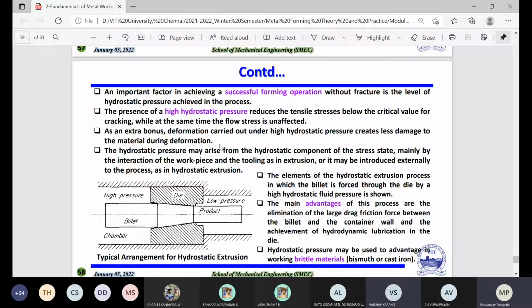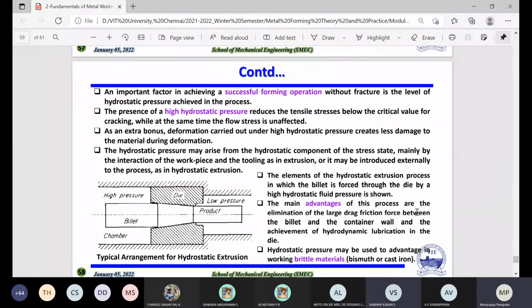These are also much more important here. The hydrostatic pressures may arise from the hydrostatic component of the stress state, mainly by the interaction of the workpiece and the tooling, as in the extruder. Okay, so that means how it is actually creating the hydrostatic pressure. You are creating it when you have the long billet here, then you have the die here. So you are generating the hydrostatic pressure here.